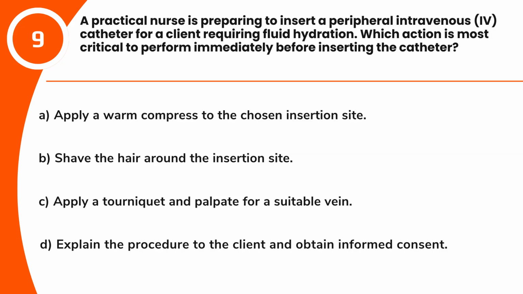Question 9. A practical nurse is preparing to insert a peripheral intravenous catheter for a client requiring fluid hydration. Which action is most critical to perform immediately before inserting the catheter? A. Apply a warm compress to the chosen insertion site. B. Shave the hair around the insertion site. C. Apply a tourniquet and palpate for a suitable vein. D. Explain the procedure to the client and obtain informed consent.